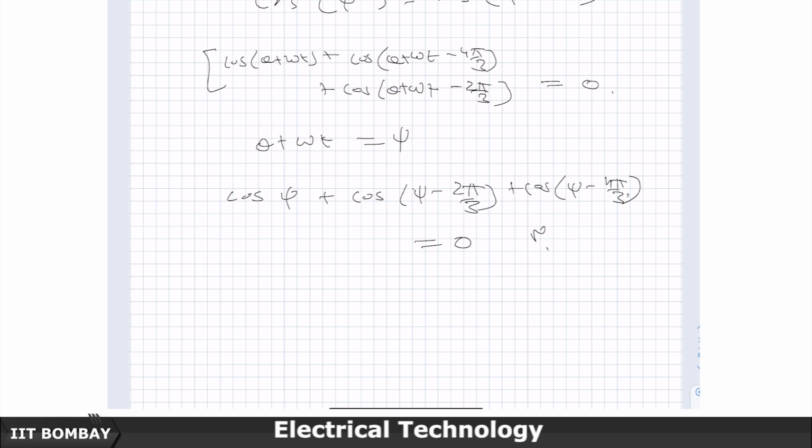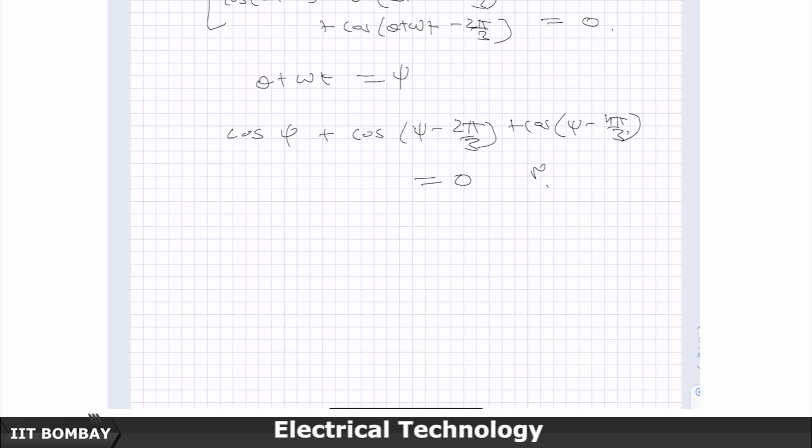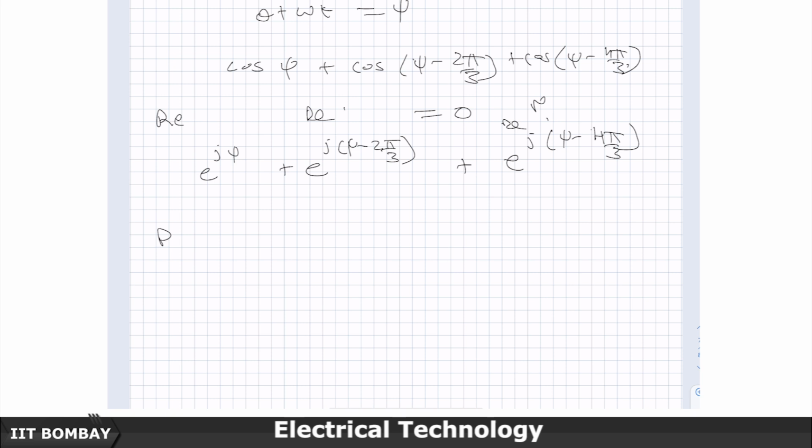You can expand it and check, but I will give you one simple thing. You write the first term as the real part of e to the power j psi. Then the second term is going to be the real part of e to the power j psi minus 2 pi by 3, and the third term is the real part of e to the power j psi minus 4 pi by 3. So, basically you are looking at the real part of e to the power j psi plus e to the power j psi minus 2 pi by 3 plus e to the power j psi minus 4 pi by 3.